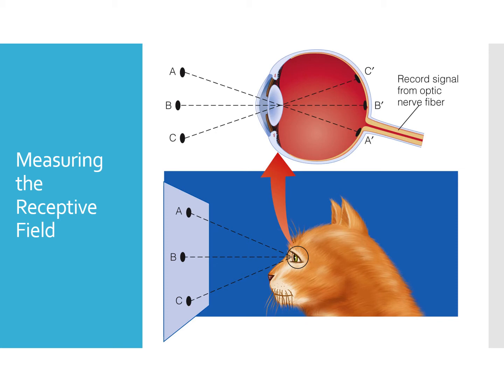And so the way they did this was they would have a cat and they would anesthetize the cat so that the eye was still, and then they would show things on a screen. If I'm showing something at the top of the screen at A, that's going to hit the bottom of the retina down at A prime. If I show something in the center at B, it's going to hit at B prime. Show something down in the lower part of the visual field at C, it's going to hit at the top of the retina at C prime.